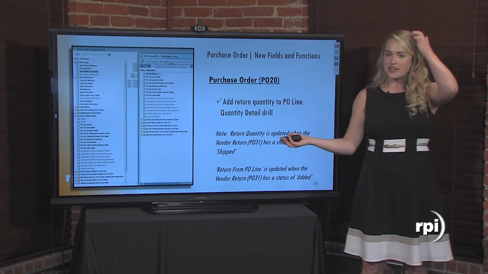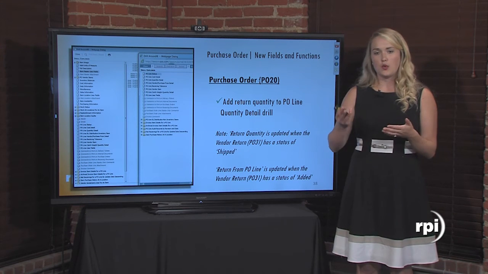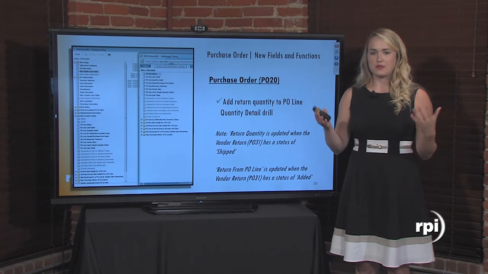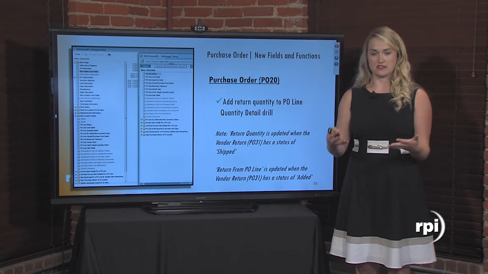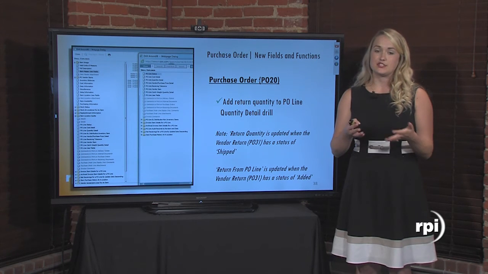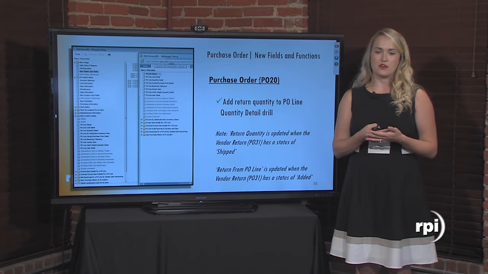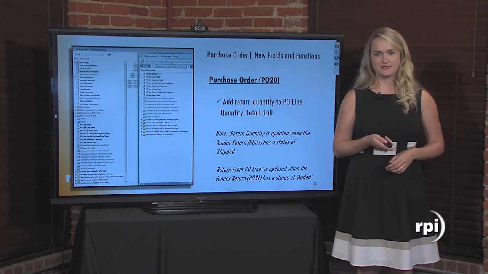Also, we've got PO20. In your drill around, they've added a return quantity so you can see what's been returned. The return quantity is only updated when the PO13 has a status of shipped, so it won't actually update it until that point. And then there's a return from PO line that's updated when the vendor return has a status of added. So keep that in mind.